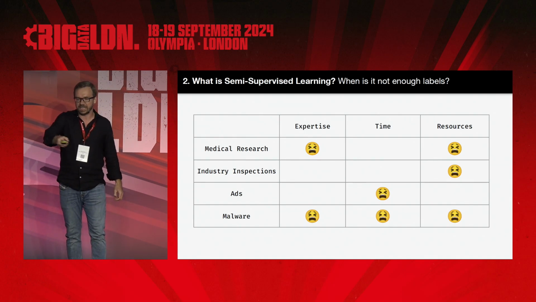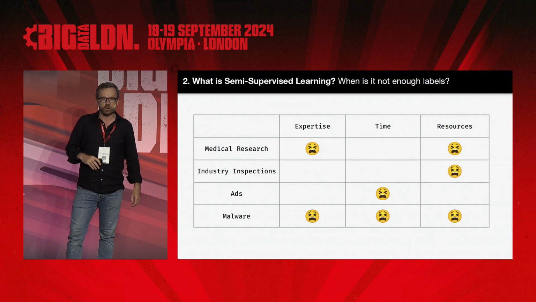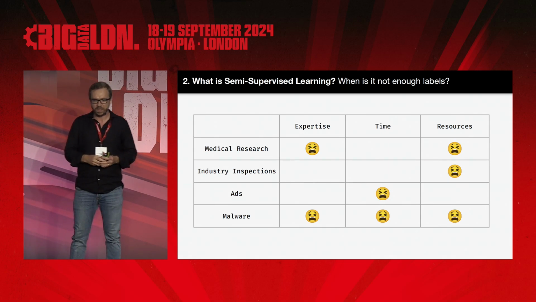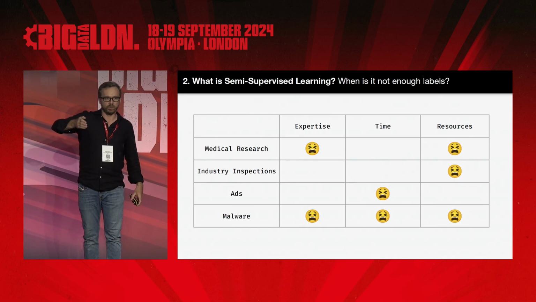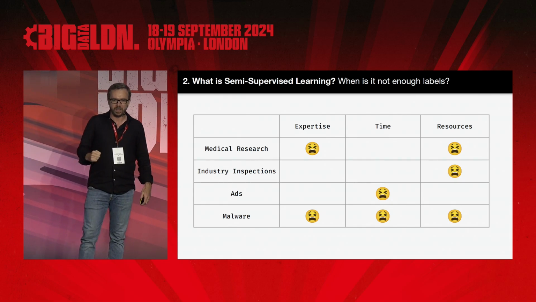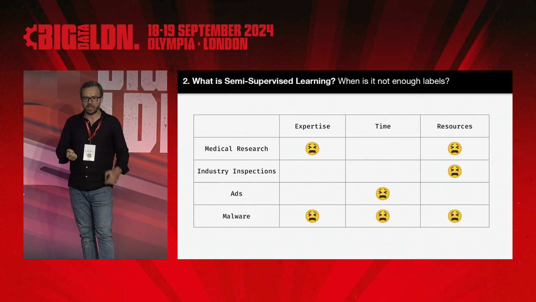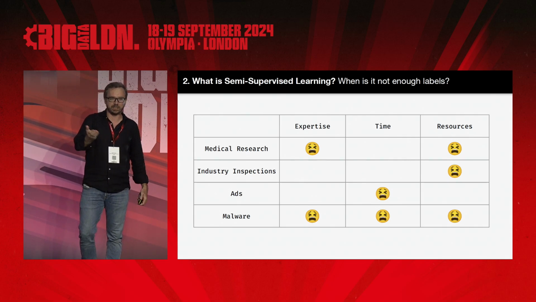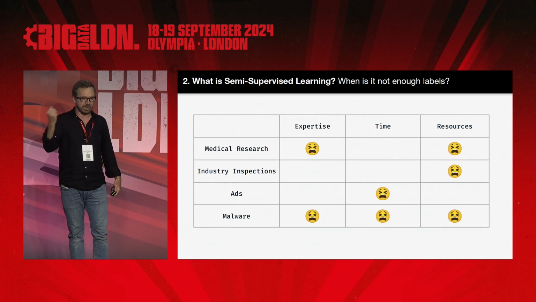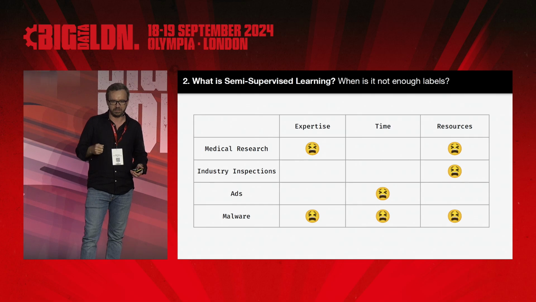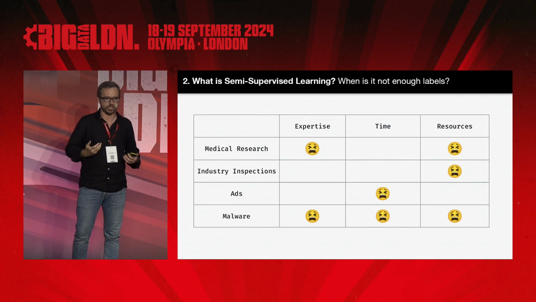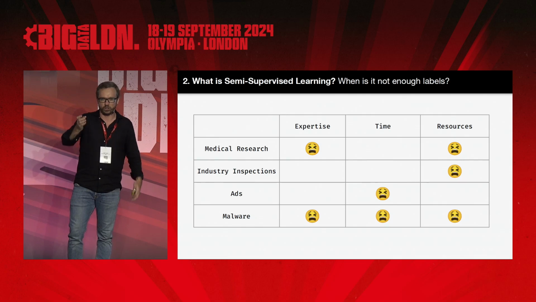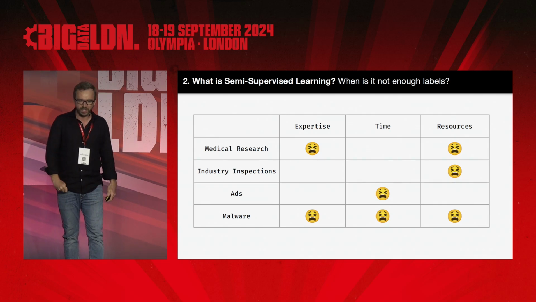And I put some examples where this challenge exists. And what causes this problem? First of all, sometimes you need expertise. It's quite hard to label images from medical research. I have no idea if I have problems or not, even looking at the image.